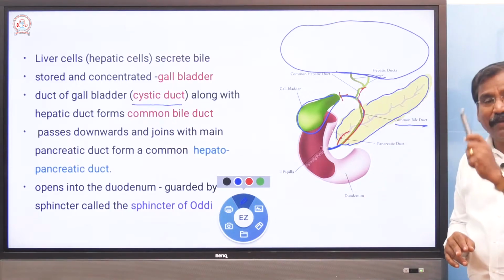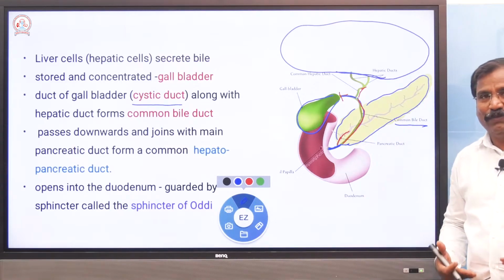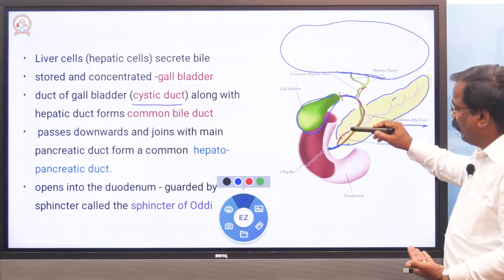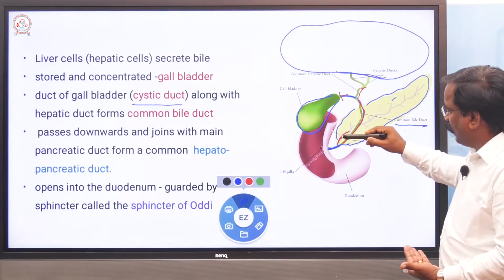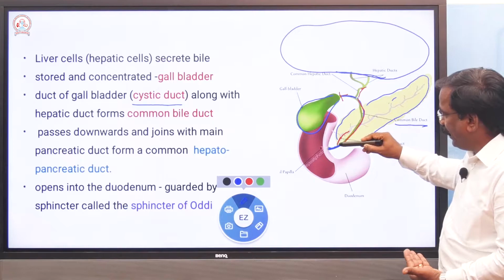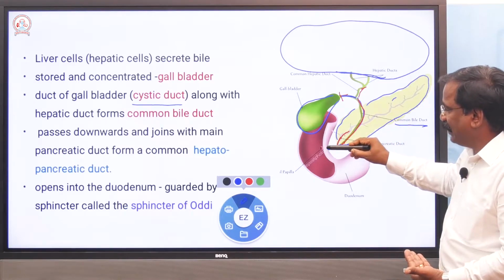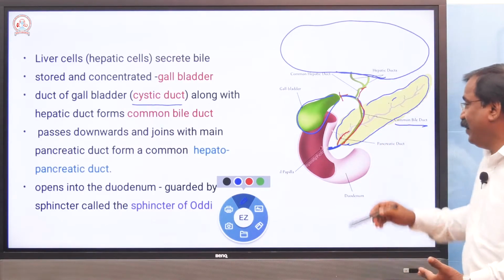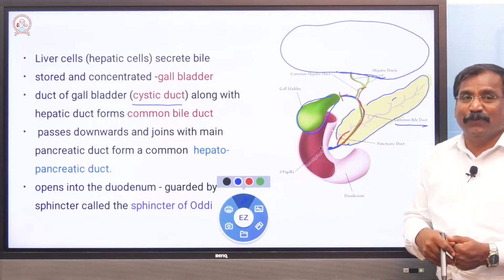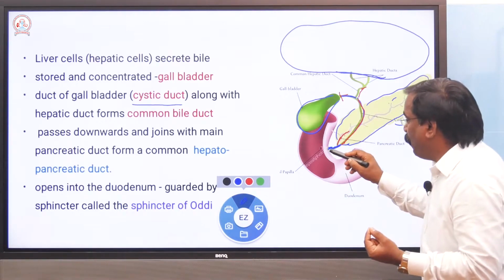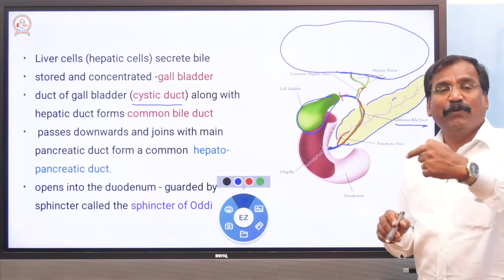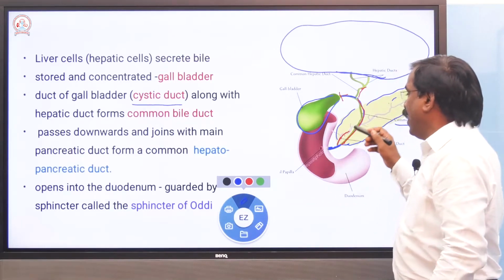The pancreas is another gland, which is located below the stomach, a leaf-shaped gland. So see here, that yellowish one joins with the pancreatic duct. Both join and form a common duct. That opens into the U-shaped duodenum.